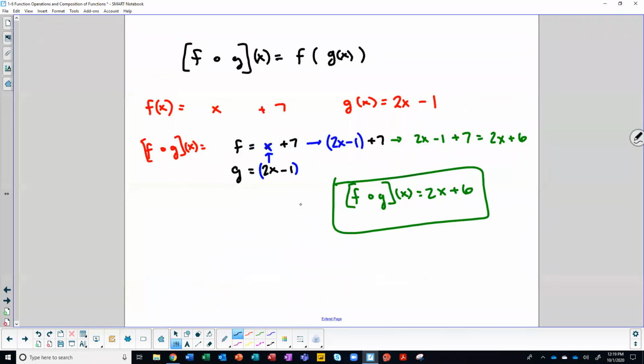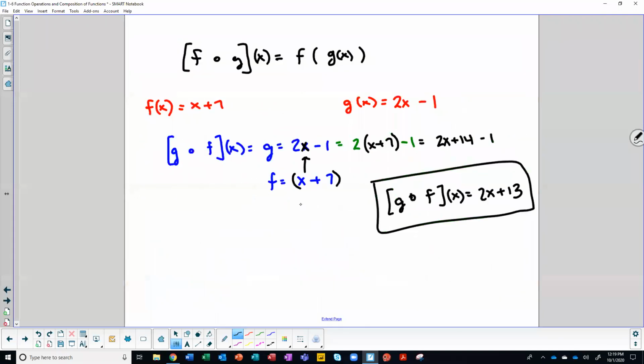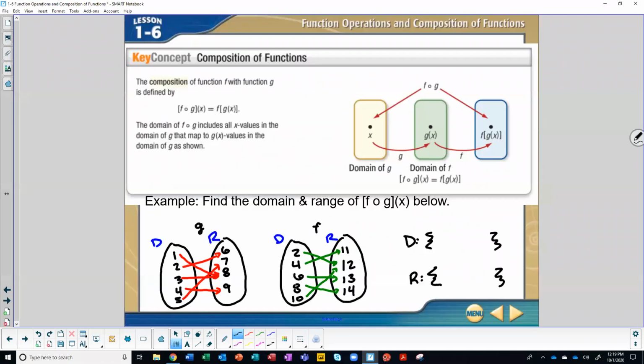I wanted you to see the algebra first so you have an idea how to do the algebra before you get to domain. Domain for composition of functions can get tricky. And so here's how you do that. So this whole slide is looking at f of g.